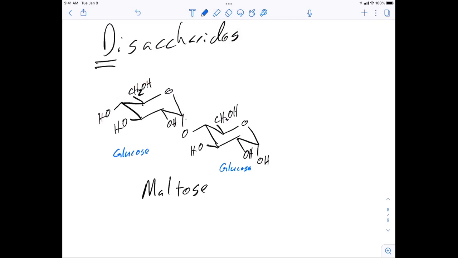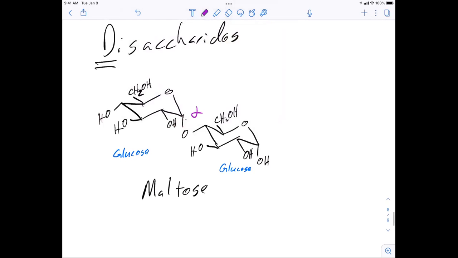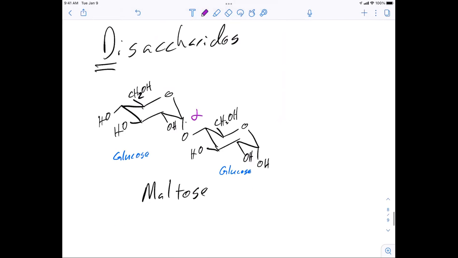And then what type of attachment do I have here? Is this a beta or an alpha from this position? Is it going up or is it going down? It's going down, right? This is going to be an alpha. So we can show maltose as alpha 1,4 glucose, sometimes diglucose, sometimes. If I spell it right, it'll make it a lot easier.